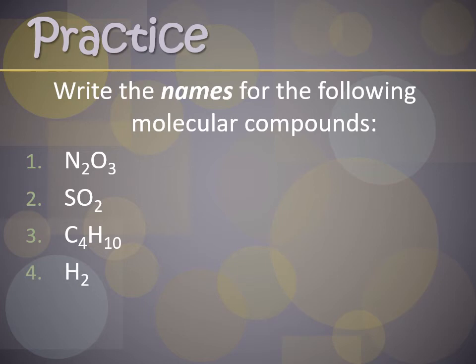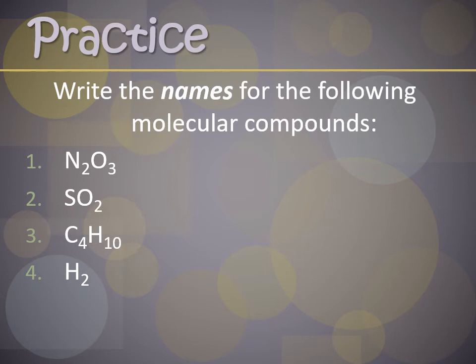We have N2O3. So the way you're going to answer all these problems is the first thing you're going to ask yourself is, is this an ionic compound or is it a covalent or molecular compound? So you check to see if it's made up of a metal and a nonmetal or 2 nonmetals. Well, I know from the periodic table that nitrogen and oxygen are both nonmetals, which means I have to include my prefixes when naming these compounds.